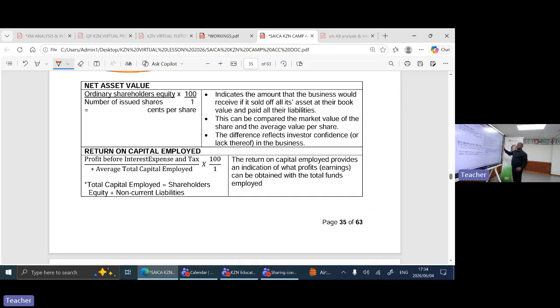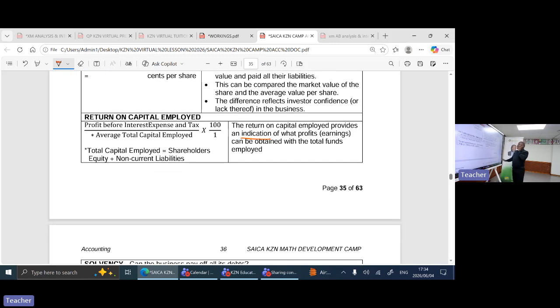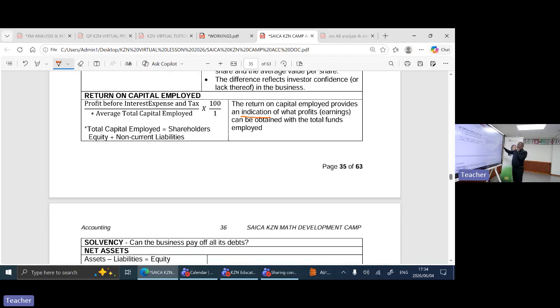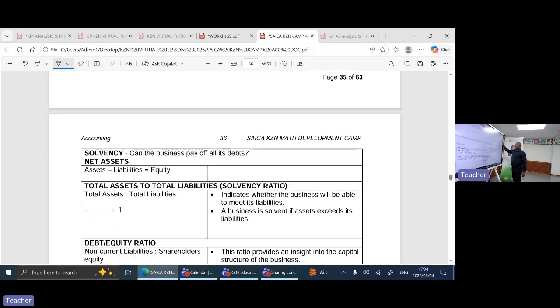Then I spoke about return on capital employed. I said the return on capital employed provides an indication of what profits or earnings can be obtained with the total funds that were employed. So capital employed, I mentioned, is made up of the shareholders' equity plus your loan. Your loan is your non-current liabilities.